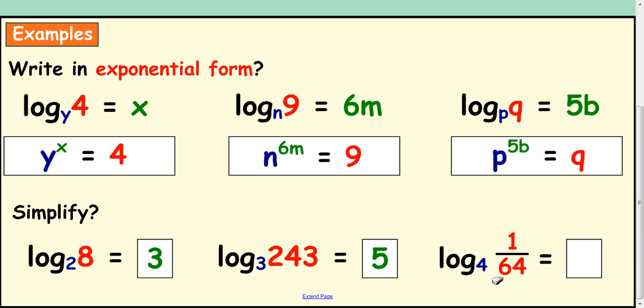Okay, the easiest way to think of this last one is what power do you raise 4 to get 64? And that would be power 3, 4 cubed is 64. I need a 1 over that, so it's really 4 to the negative 3, so the answer is negative 3 here.